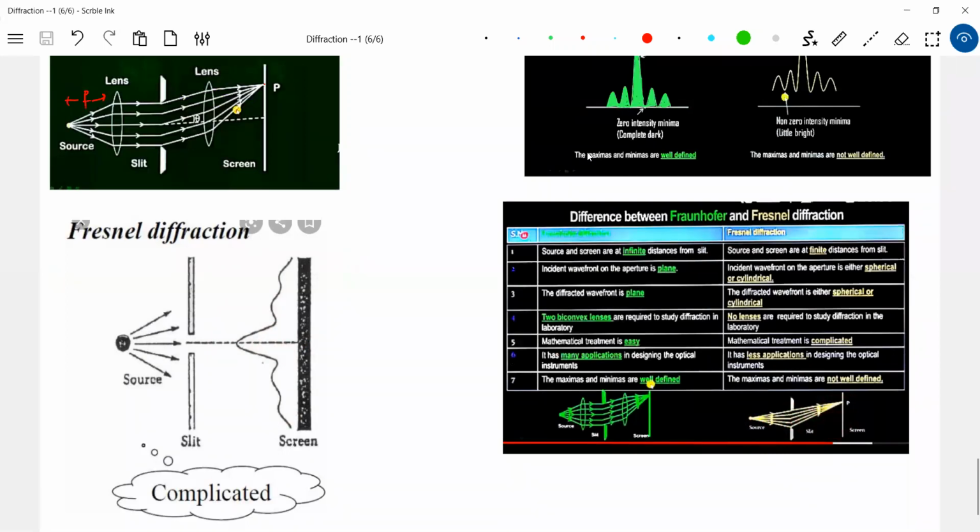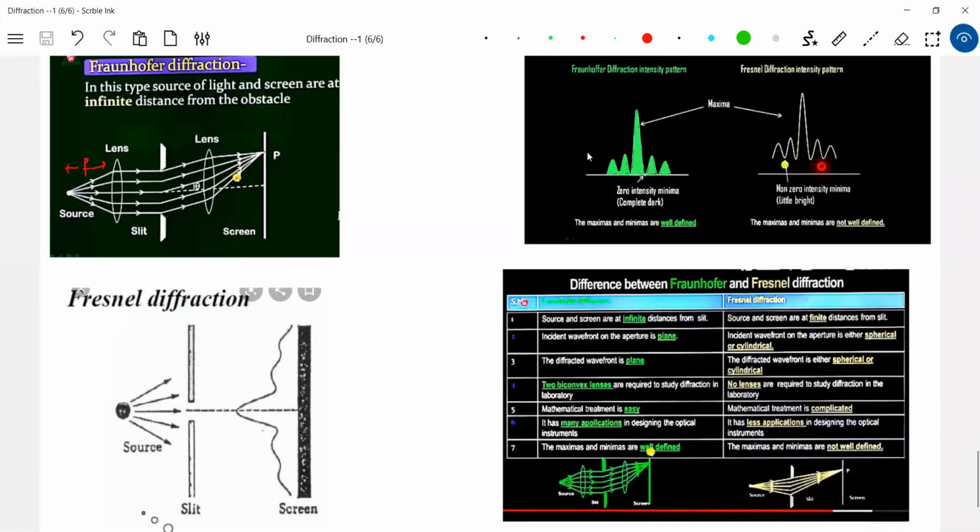So, sir, what is the difference between these two? You can see the pattern. The bright and dark bands will not be completely well defined here, whereas here they will be well defined. Therefore, we prefer this particular thing. So just have a firm idea.